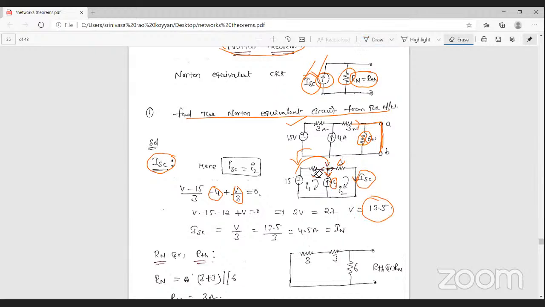Okay, so once you have the voltage, then you can find out the short circuit current. How does the short circuit current come? Short circuit current means this current, that is this voltage by this resistance. What is the voltage here? 13.5 by 3. 13.5 by 3, that is equal to the short circuit current. One, the short circuit current is over.